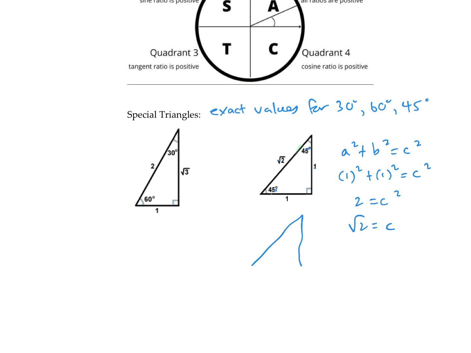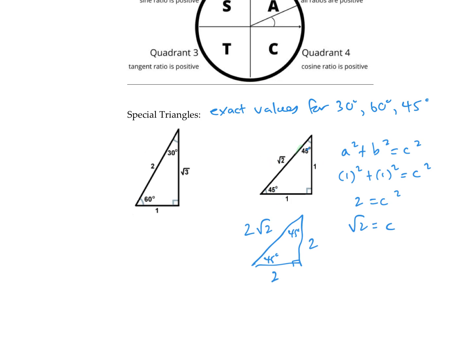So for example, if I had a 45-degree angle and the sides were 2 and 2, then the hypotenuse would be 2 root 2. I'm multiplying each side by 2. So they're always in the same ratio. No matter what, it doesn't matter how big or small the triangle is, if they're 45-degree angles, they're always in the ratio 1 to 1 to root 2.